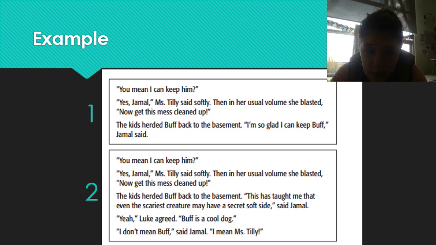You mean I can keep them? Yes, Jamal, Miss Tilly said softly. Then, in her usual volume, she blasted, now get this mess cleaned up. The kids herded Buff back to the basement. This has taught me that even the scariest creature might have a secret soft side, said Jamal. Yeah, Luke agreed. Buff is a cool dog. I don't mean Buff, said Jamal. I mean Miss Tilly.